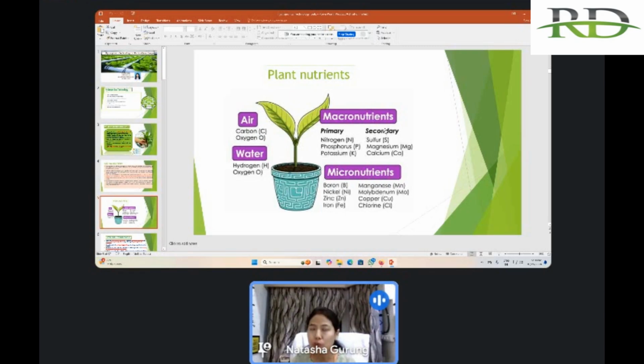Micronutrients are those nutrients which are needed in a lesser quantity. In the absence of these micronutrients, plants show certain deficiency symptoms, and plant growth is also hampered. These micronutrients are boron, nickel, zinc, iron, manganese, molybdenum, copper, and chlorine. All these nutrients which are always present in the soil, we are providing in the water and giving it to the plant.